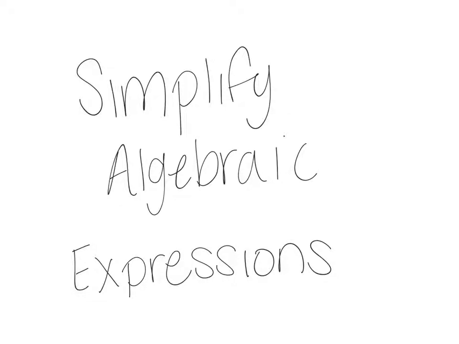So in this video, we're going to talk about simplifying algebraic expressions. Some terms that you need to know: constant, coefficient, variable. A constant is any term, any piece that doesn't have a letter associated with it. For example, 5. Plus 5 would be a constant term or a constant.